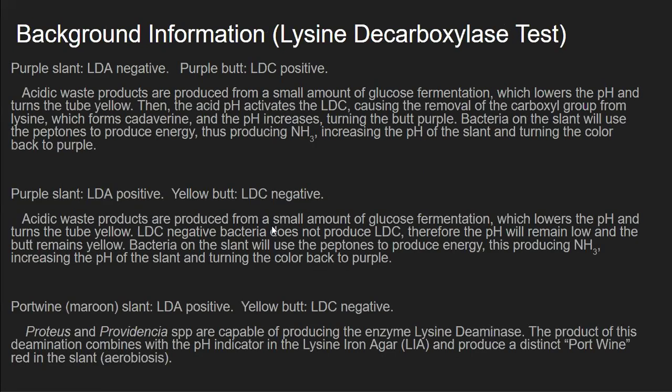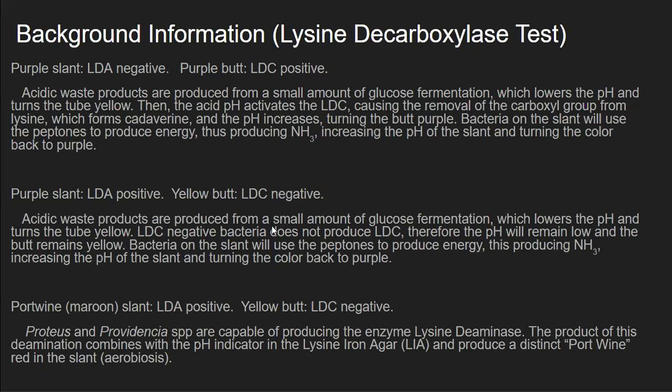The background information, lysine decarboxylase test. A purple slant means LDA negative and a purple butt means LDC positive. Acidic waste products are produced from a small amount of glucose fermentation, which lowers the pH and turns the tube yellow. Then the acid pH activates the LDC, causing the removal of the carboxyl group from lysine, which forms cadaverine, and the pH increases, turning the butt purple. Bacteria on the slant will use the peptones to produce energy, thus producing NH3, increasing the pH of the slant and turning the color back to purple.